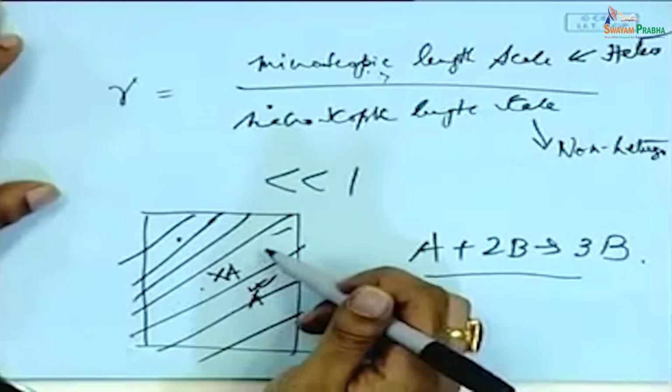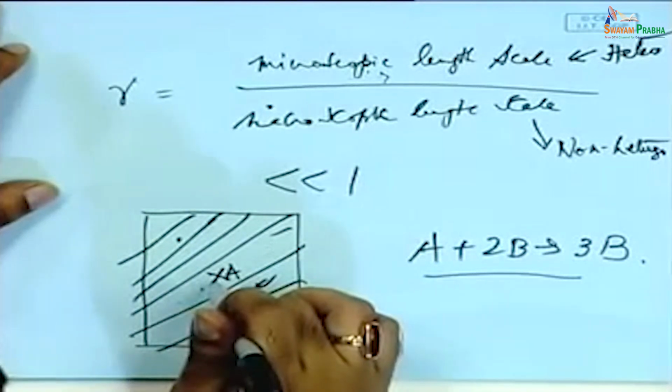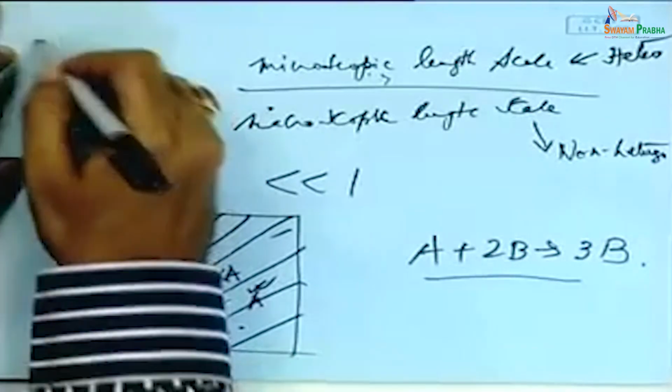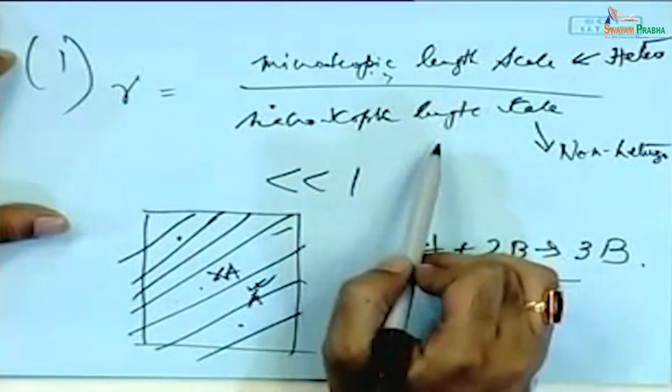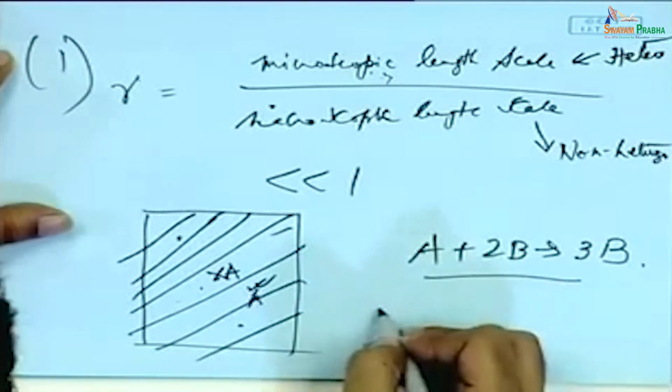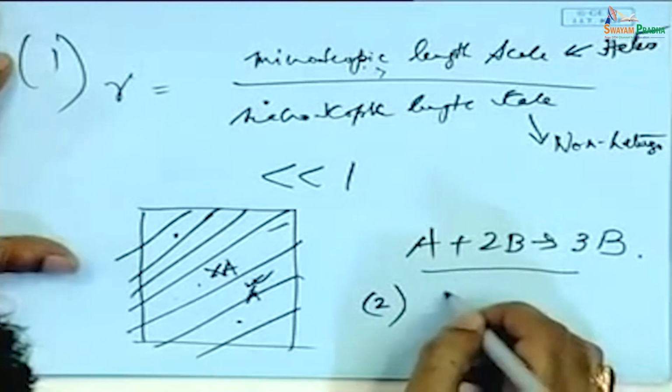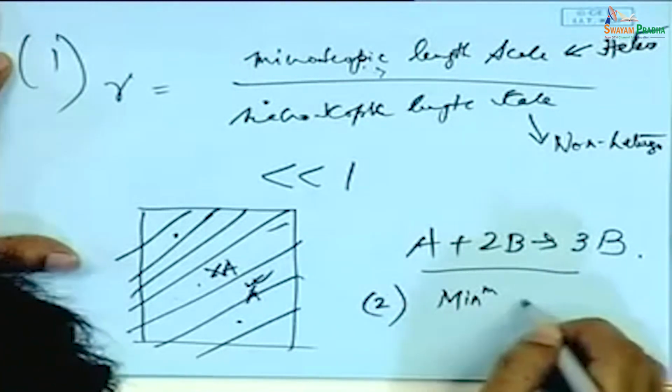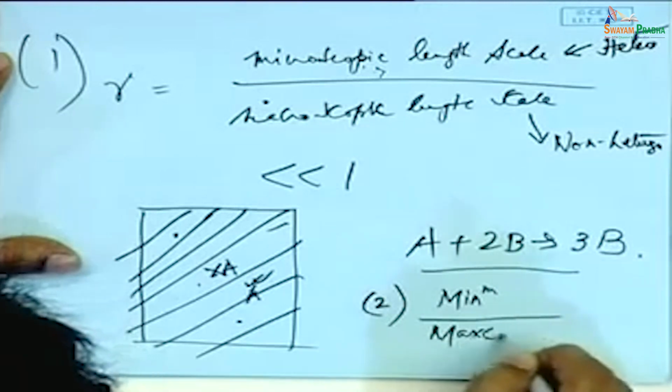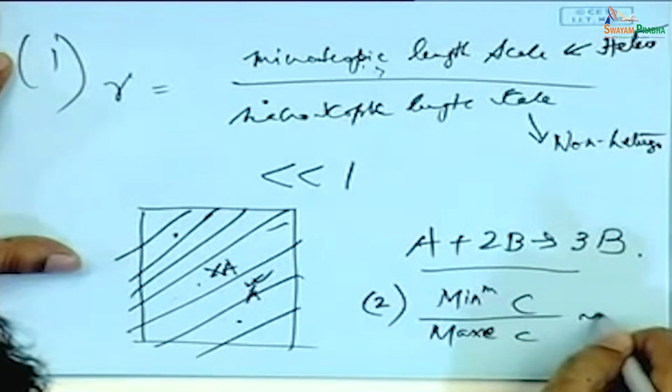So what will happen is that the heterogeneous model is still fine, but you cannot average it anymore. There's no point in having an average when one part has a very large concentration and another part has a very small concentration, because the average value would not give you the right sense of the distribution. So when you want to average, criterion number 1 is that the ratio of the smallest to the largest length scale is much less than 1. Criterion number 2 is that the minimum C over maximum C should be of the order 1.